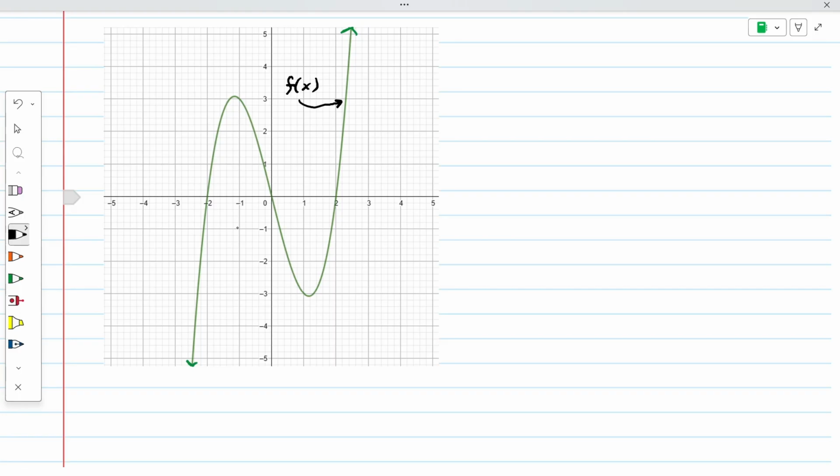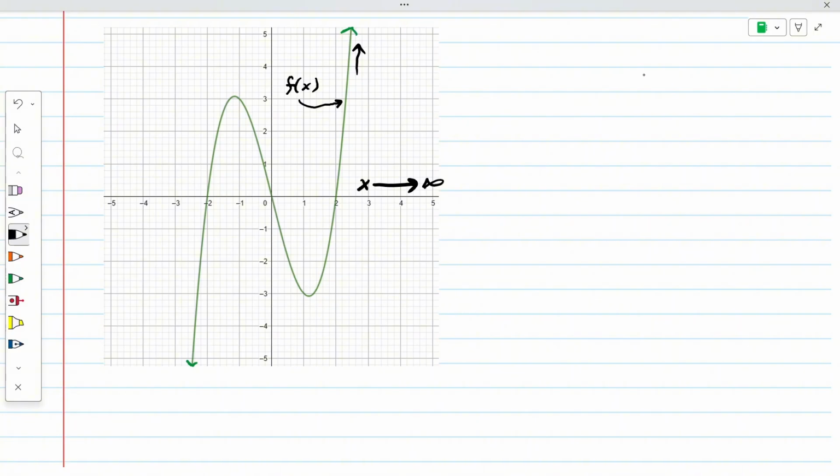Now let's talk about end behavior of a graph. The end behavior is what happens to the function when x goes to negative infinity and when x goes to positive infinity. Let's look at x going to positive infinity first. As x gets larger and larger, we go this way. Where is the function going? Here the function is going up. So as x goes to positive infinity, the function goes up.